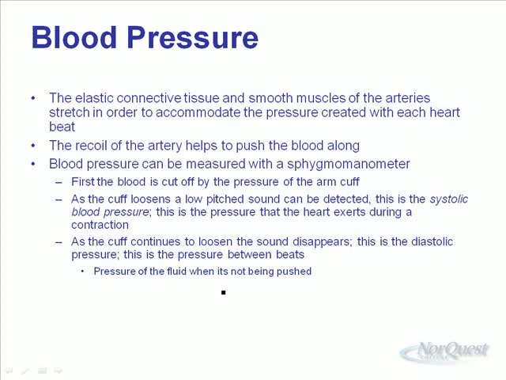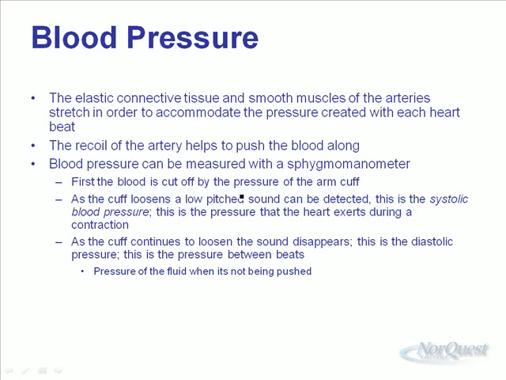So the sound is going to continue until at some point it disappears. At the point it disappears is when the cuff is now loose enough that it's no longer pushing on your blood vessels. And so the blood vessels don't push on the cuff, and we lose the sound. That's the diastolic pressure, or the pressure that fluid is putting on blood vessels when the heart's not actively pushing it.